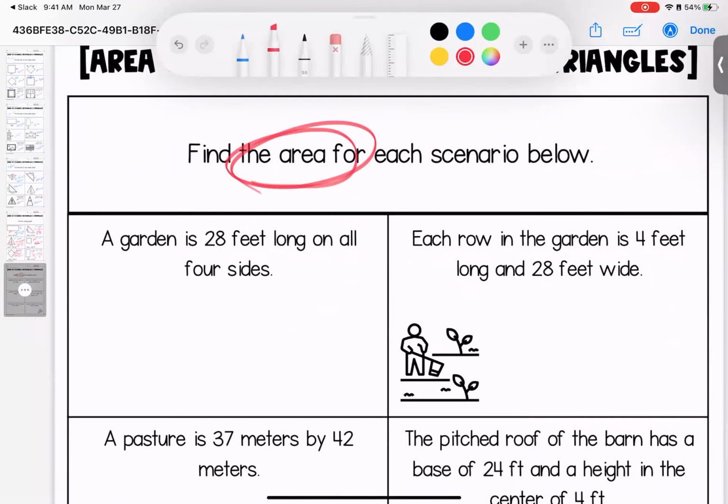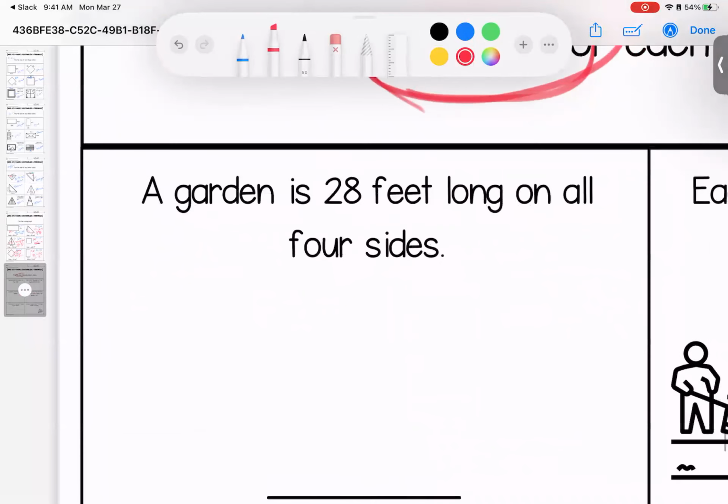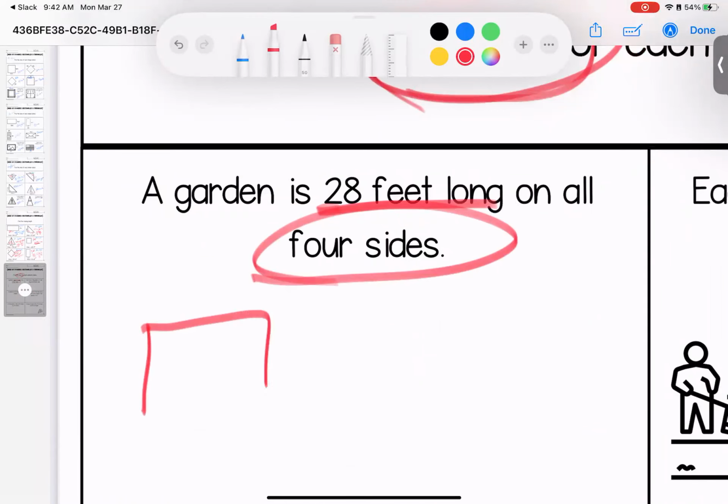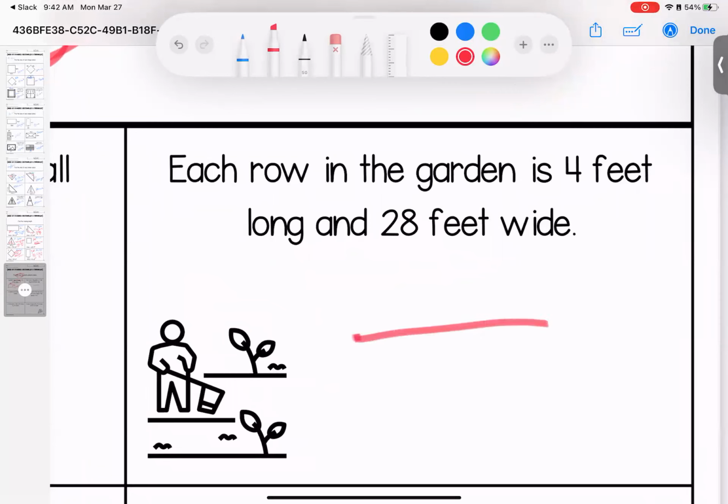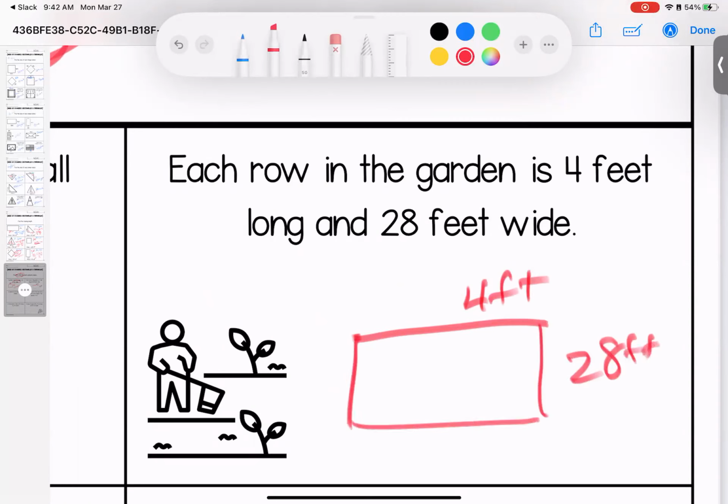All right, we're finding the area for each scenario using the correct formula. Let's take a look. A garden is 28 feet long on all 4 sides. All 4 sides tells me I'm dealing with a square, so 28 and 28. 28 times 28 gives me 784 feet squared. Each row in the garden is 4 feet long and 28 feet wide. And I want to know the area. 4 times 28 gives me 112 feet squared.